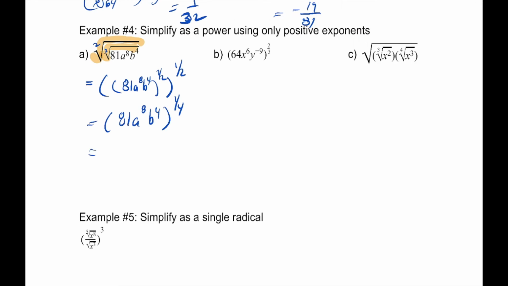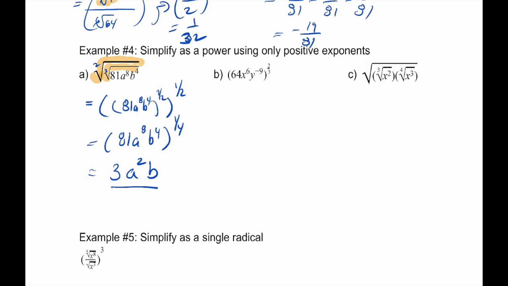So 81 to the power of 1/4, or the 4th root of 81. What number multiplied by itself 4 times is going to be 81? That's going to be 3. And 8 times 1/4 is going to be 2. And 4 times 1/4 is just going to be 1. So there's the final answer: 3a squared times b.